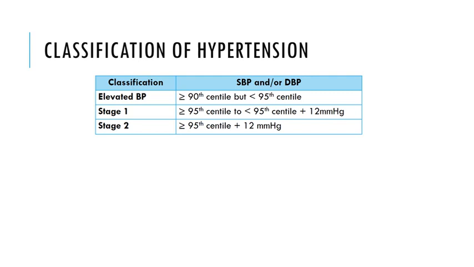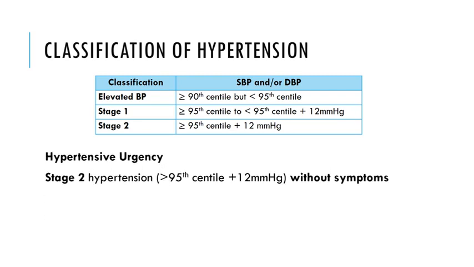When we look at the classification of hypertension, the American Academy of Pediatrics has adjusted the classification slightly. If you have a blood pressure that is between the 90th but less than the 95th percentile, we talk about an elevated blood pressure. If your blood pressure is more than the 95th centile by 12 millimeters mercury or more, we talk about stage 2. If it's above the 95th percentile, but it's still less than 12 millimeters above it, then we talk about stage 1.